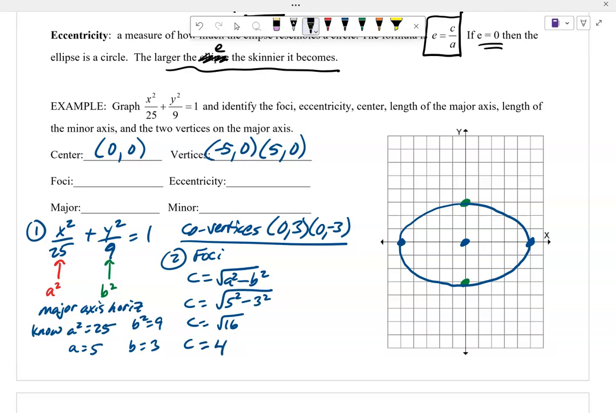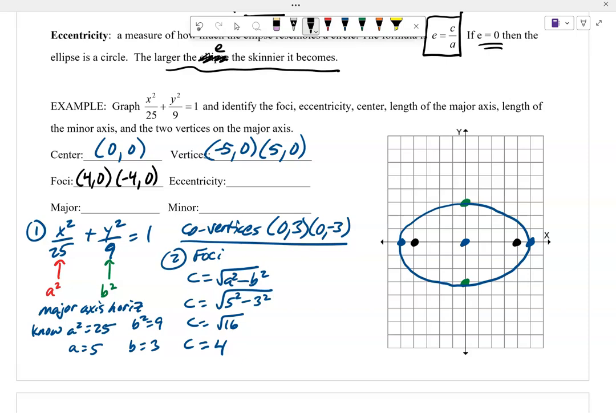So let's go to the right, 1, 2, 3, 4, and left 4. The foci are on that major axis. Again, that's a C distance. So there are our foci at 4, 0 and negative 4, 0.